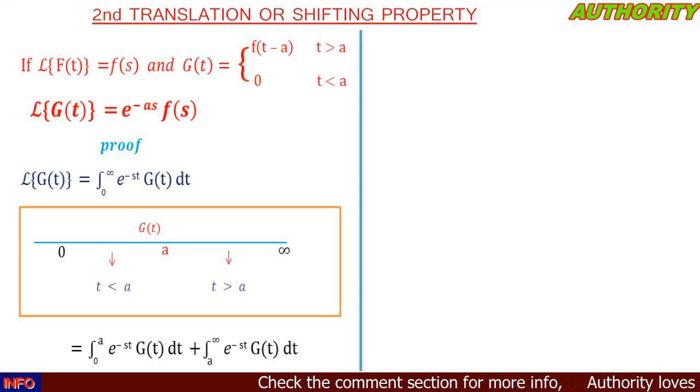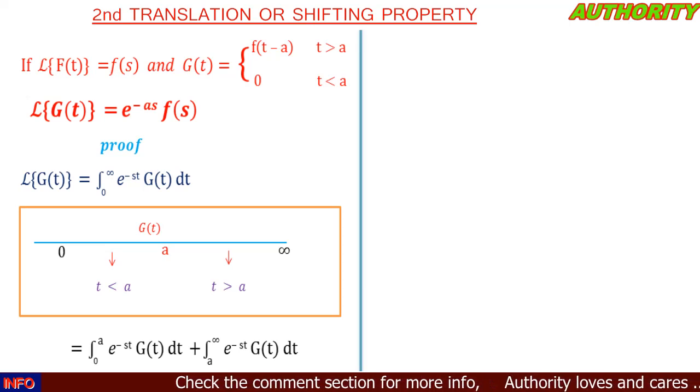E raised to the power of minus st, our function g of t dt, plus the second one now, from a to infinity, e raised to the power of minus st g of t dt. I think you are getting what we are doing here, right? Good. Now let's go. Again, look at this.